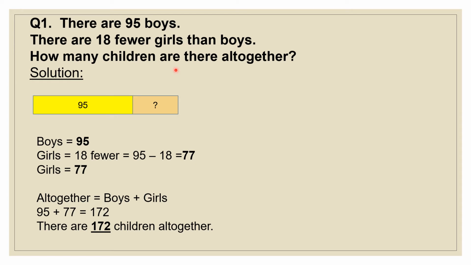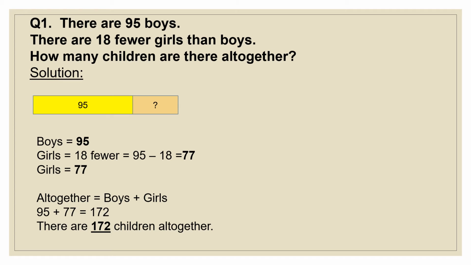First of all, I write the number of boys and I find the number of girls. I know that girls are 18 fewer, that means 95 minus 18, which is 77. So the number of girls is 77. Now let's find how many children are there altogether. Altogether means plus, boys plus girls. Boys are 95 and girls are 77, which I just found out. 95 plus 77 is 172. That means there are 172 children altogether. Make sure that you show all your solution and your final statement. Both are really very important for you to gain marks.